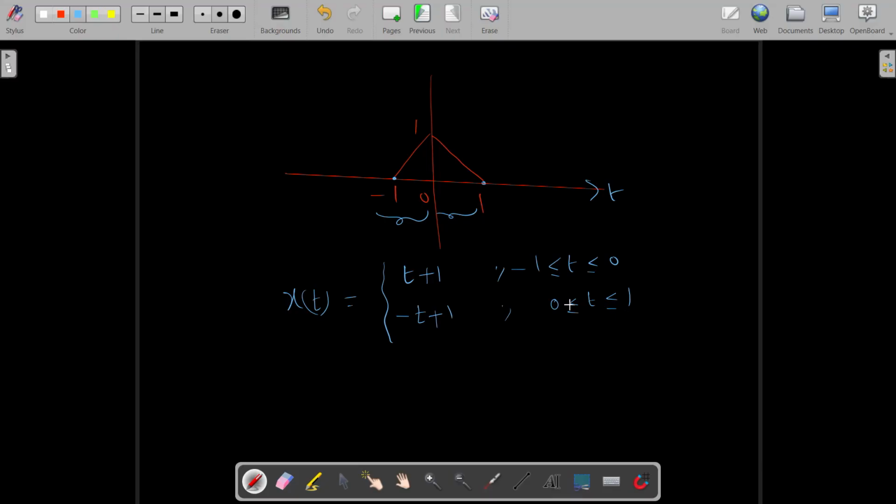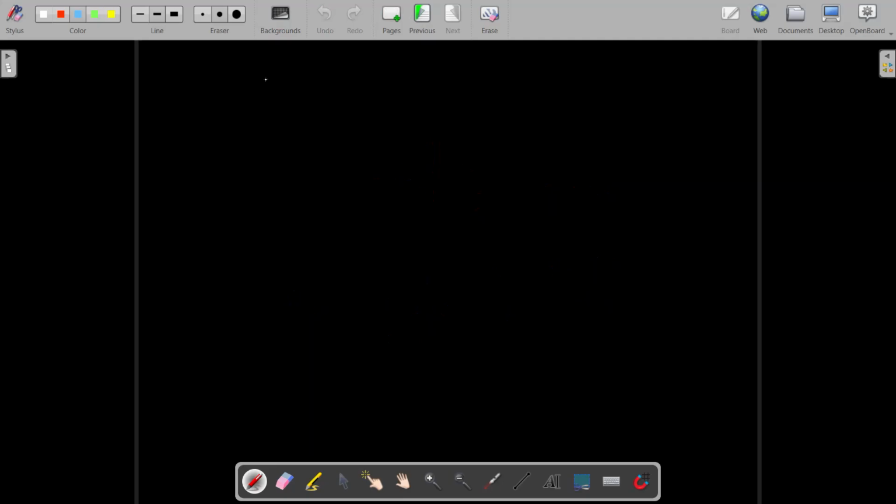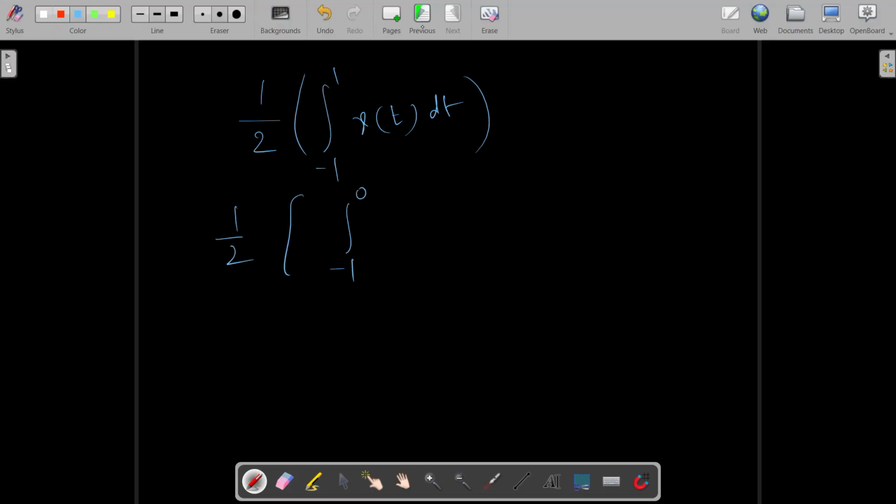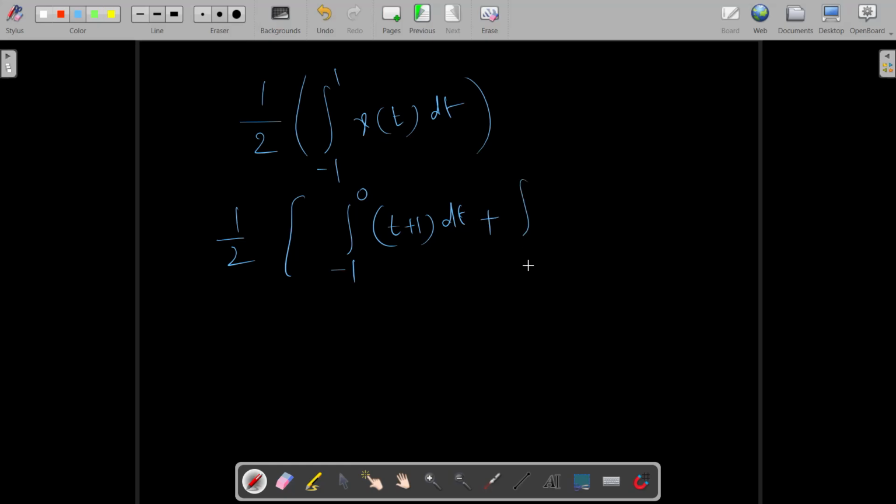Now, if you know this, just go back and substitute for x of t, integrate it, and you will get the average value. So let us go to the next page. So this is going to be 1 by 2, integral from -1 to 1 of x of t dt. From -1 to 0, what we have is t plus 1 into dt. Similarly, from 0 to 1, we have minus t plus 1 into dt, correct?